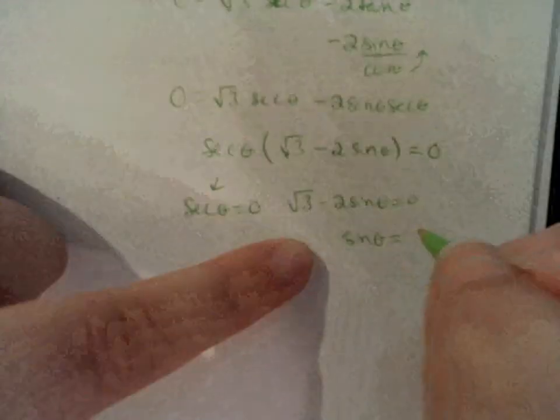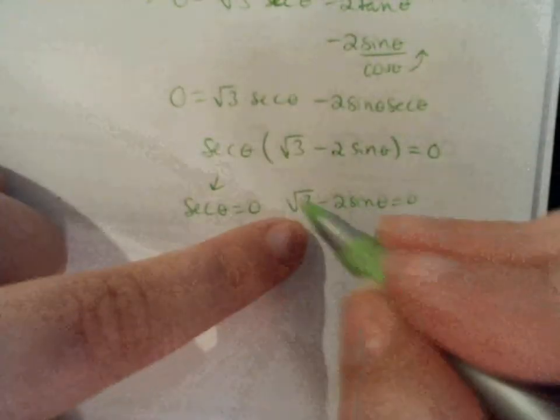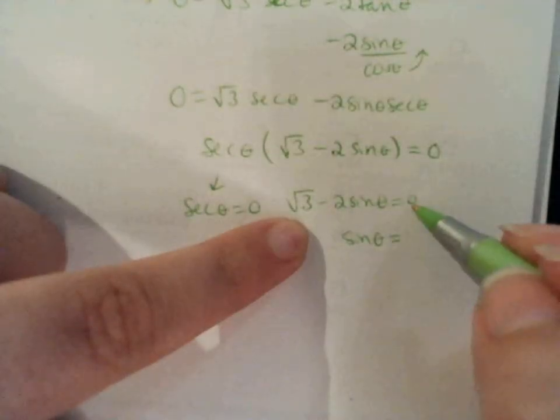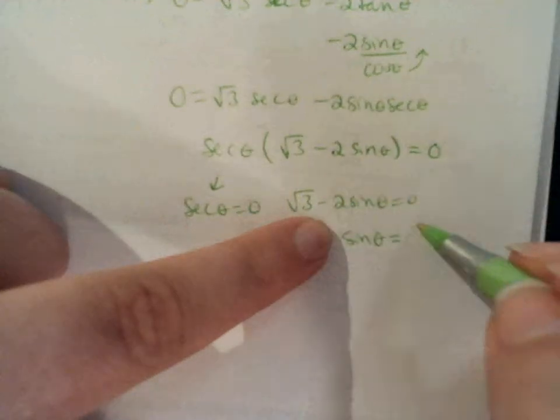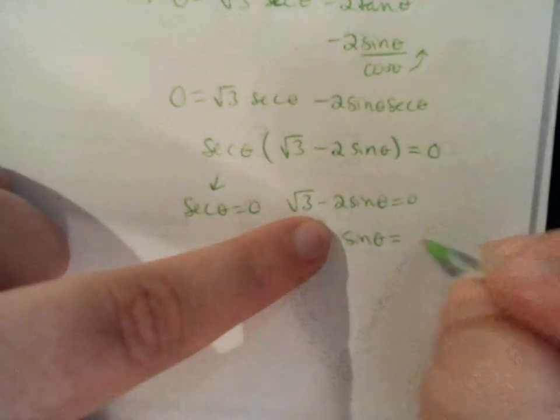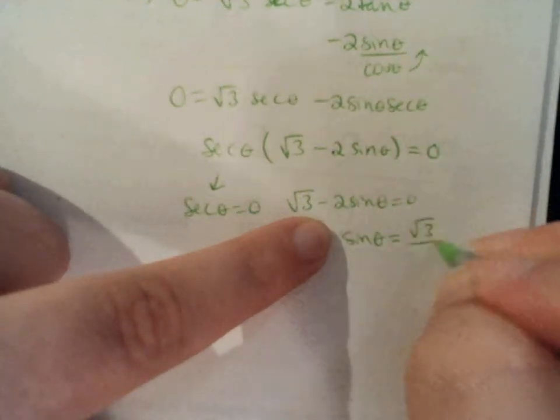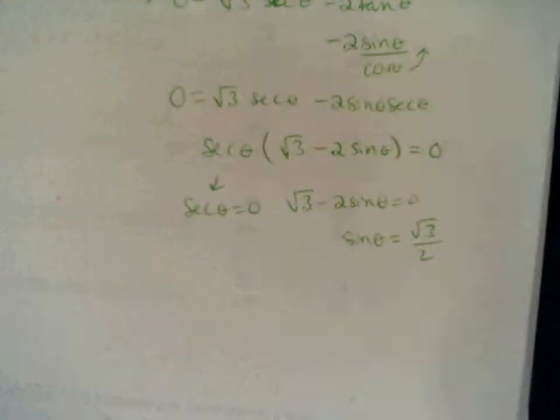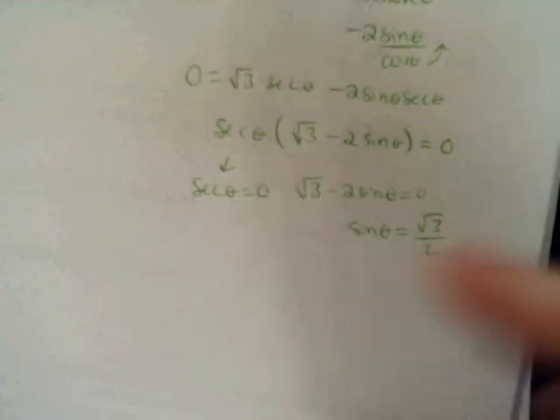So I'm going to skip a step or 2 in my head. I'm going to subtract this over, negative square root of 3, and then I'm going to divide by negative 2. So negative square root of 3 divided by negative 2 is positive square root of 3 over 2. Okay. So let's talk about this again.